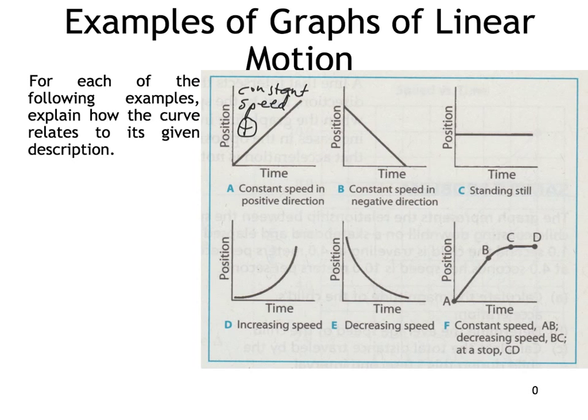In my next example, we are going to do basically the same graph, but it has a negative slope. So let's just say constant speed in the negative direction, and that's based on its negative slope. In the next graph, we have a 0 slope. So that's pretty easy. That means that there is 0 speed, or the object is at rest.